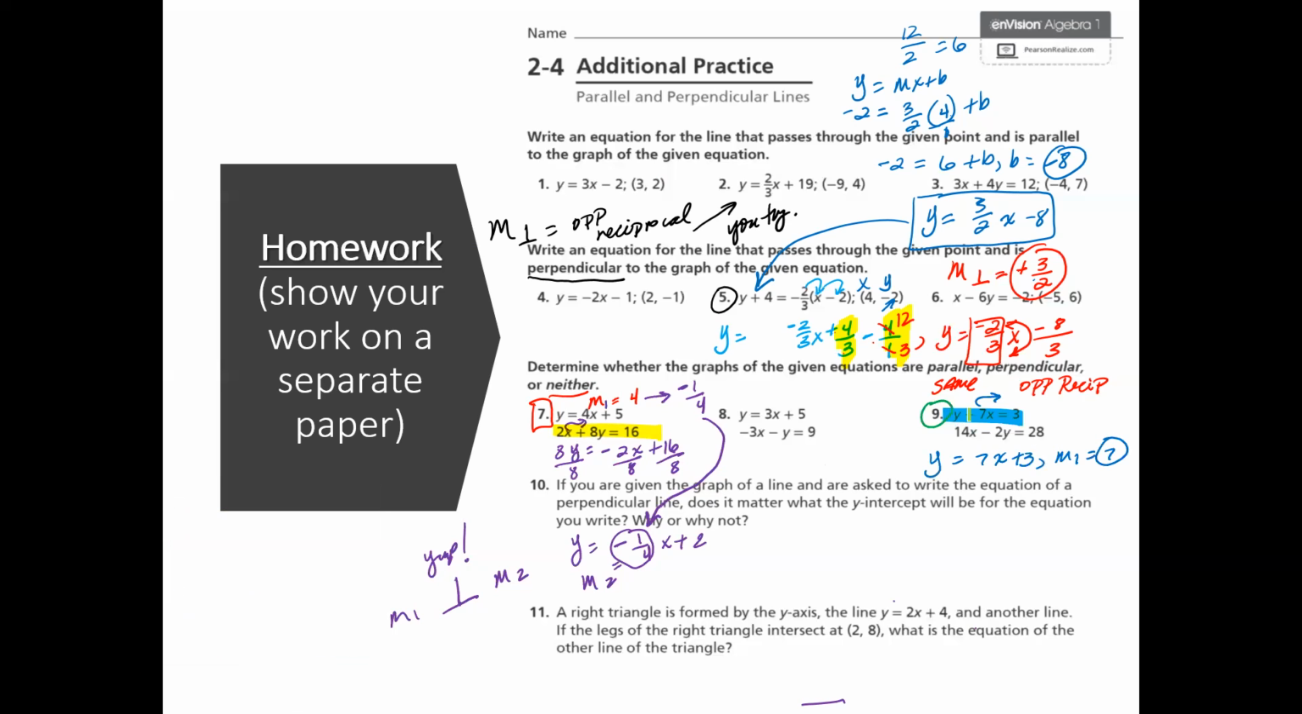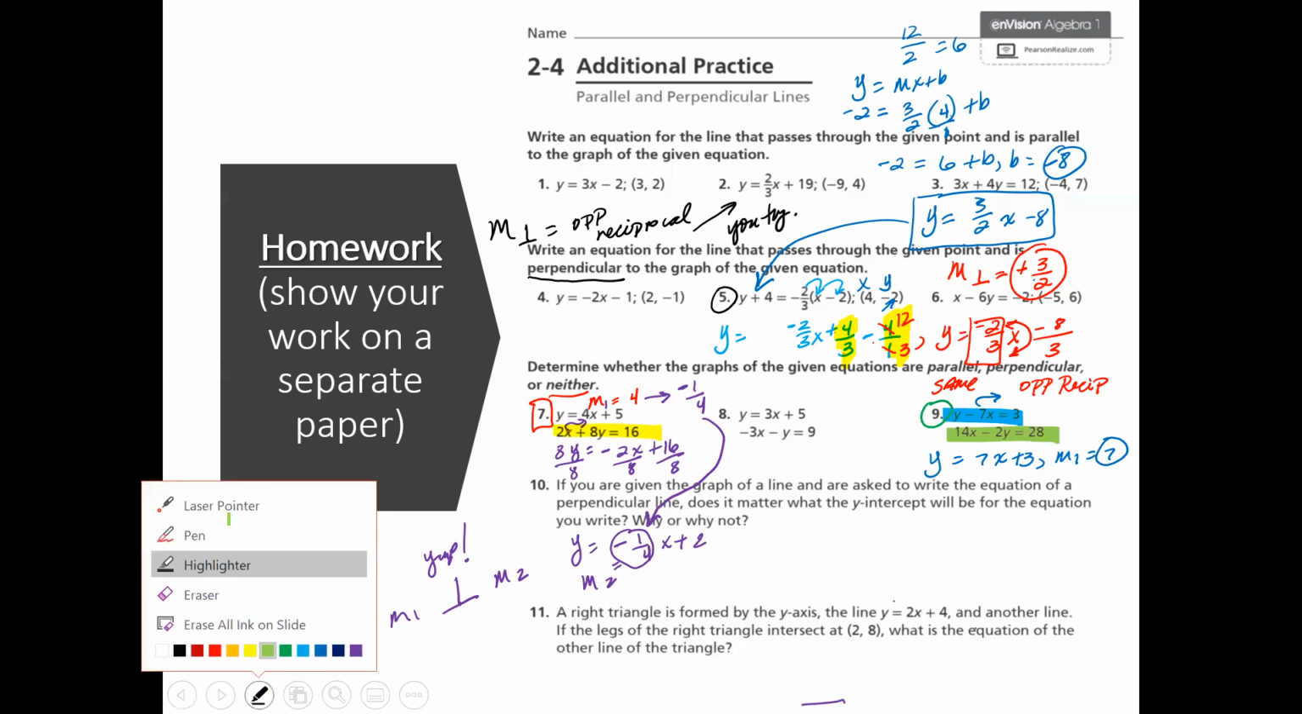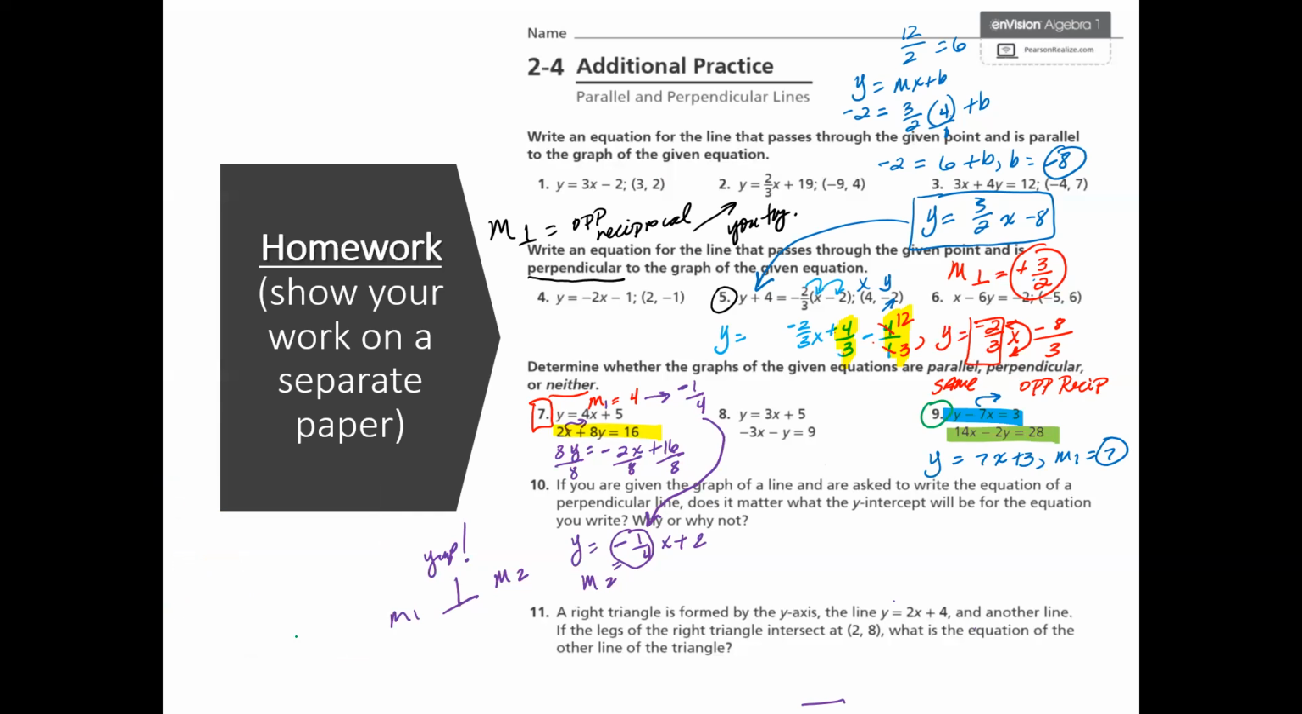Then I'm going to take a look at my second equation. And with my second equation, again, it's in standard form. So I'm going to move my 14x over to the right side. So negative 2y is equal to negative 14x plus 28. To get the y by itself, I'm going to divide it by a negative 2. y is equal to 7x minus 14. Here's my second slope.